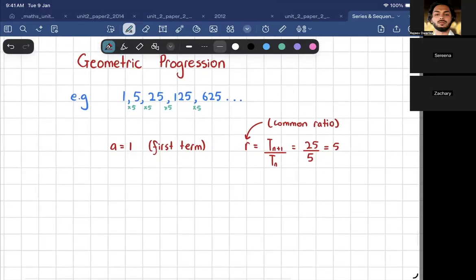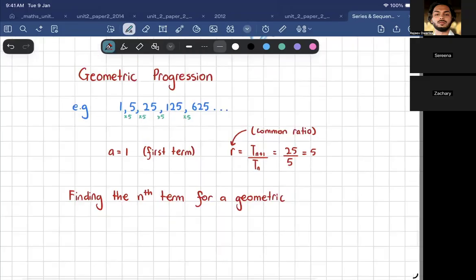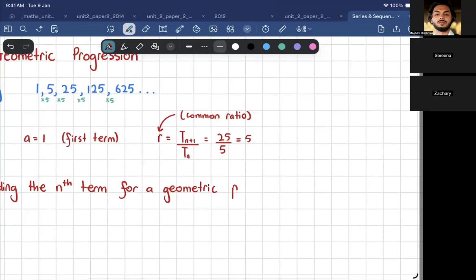So let's look at the main formulas you need to know for geometric progression and how to prove them quickly. So, finding the nth term. All right, so we're going to find the nth term for a geometric progression. Let's go.